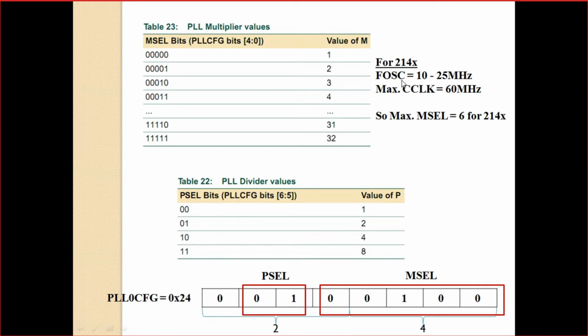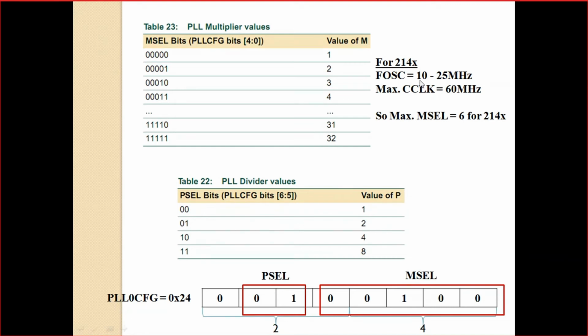And here you should keep in mind for 214X series, F oscillator will be from 10 to 25 MHz, and maximum will be 60 MHz. So the maximum M cell value possible in 214X is 6. Here it is given till 32, but that doesn't mean that you can give up to 32. You can give only a maximum of 6 because the minimum F oscillator is 10, so only 10 into 6 you can give. That you should keep in mind. You cannot give 32, 31, etc.